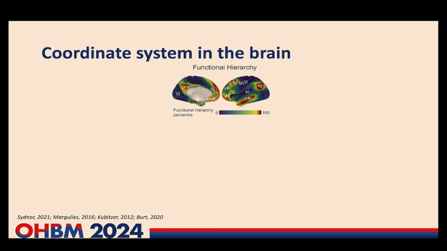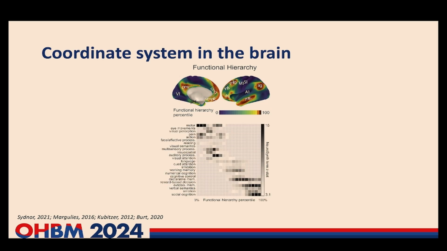So yeah, gradients provide a coordinate system in the brain. For example, one relates to a functional hierarchy or at least a functional differentiation. If you look at meta-analytical maps of task activations, you can see that there's a differentiation between the regions that are more active during motor tasks, versus those that relate more to attention in the middle of the gradient, versus those that relate to social cognition and emotion. So you see here this pattern from blue to red.